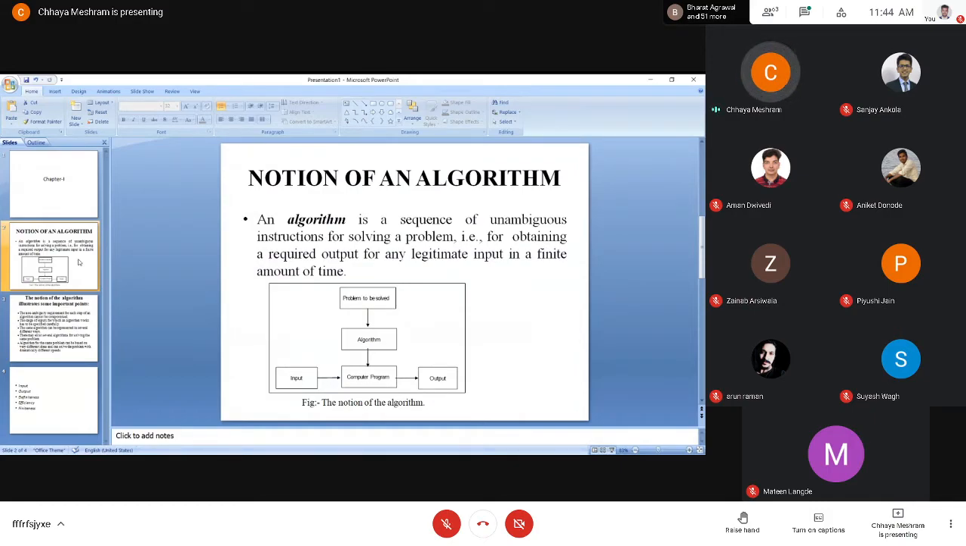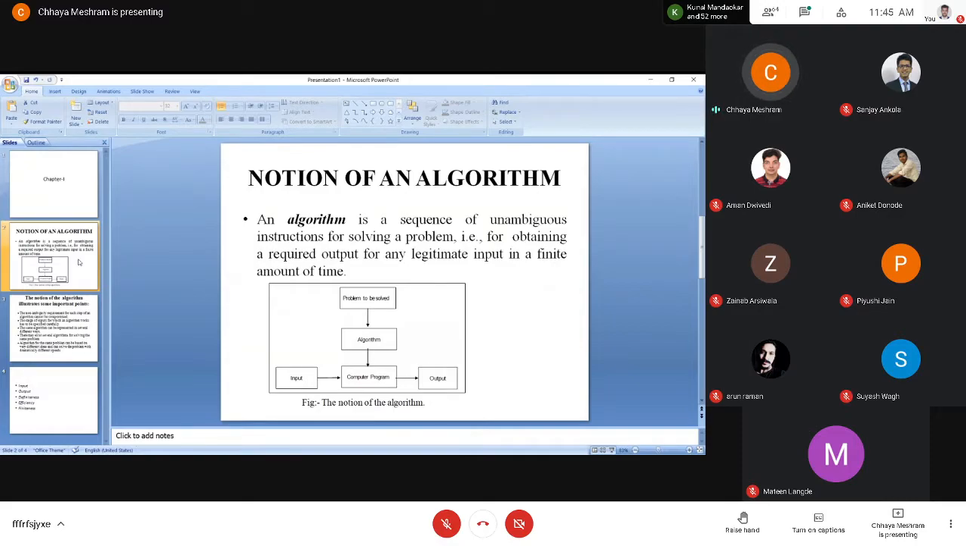Now, we know that there are certain steps for solving any problem. If you want to solve a problem by using a computer, or any programming language, or any software, there are certain steps. So what are the steps? First of all, we have to analyze the problem. If one problem is given, first of all, we have to analyze the problem.